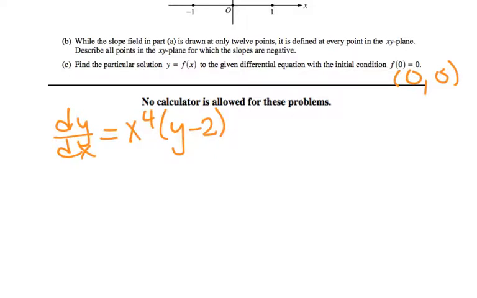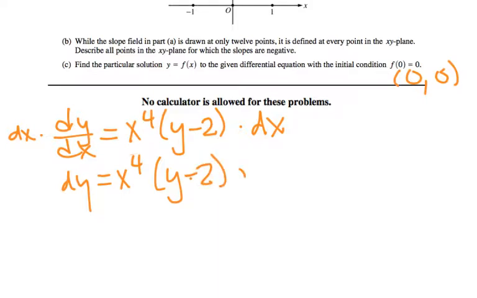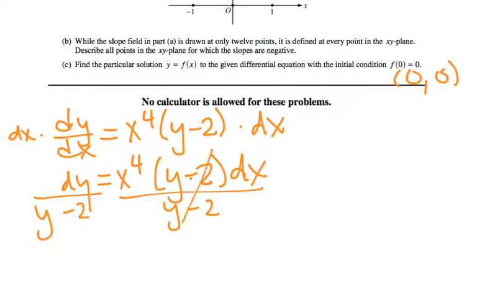We cannot integrate this right now because we have x's on both sides and y's on both sides. So the first thing we have to do is separate our variables. That's the key step here. So I'm going to multiply dx to both sides. And so now I have dy equals x to the fourth, y minus 2 times dx. And now I want to move y, so I'm going to divide both sides by y minus 2. So I get dy over y minus 2 equals x to the fourth dx.